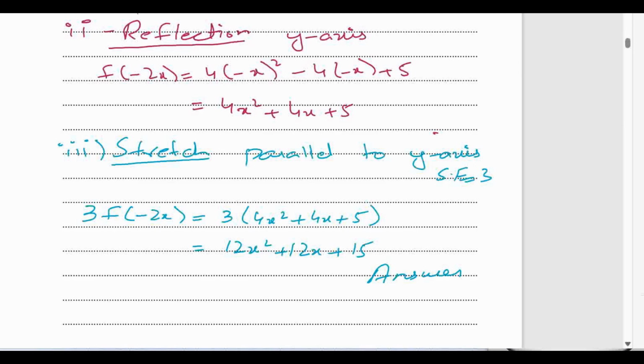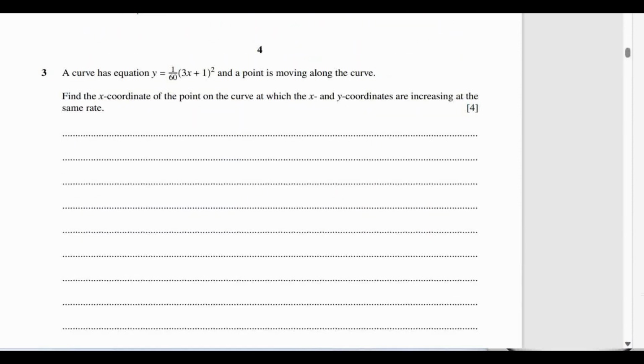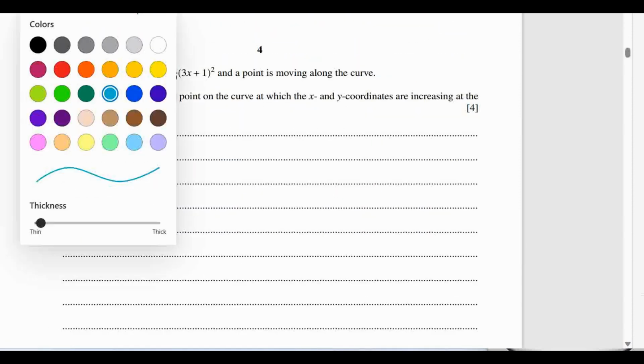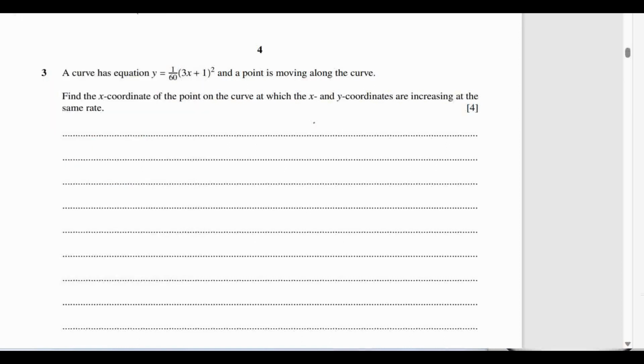Now let's move on to the next question, question number 3. In question number 3, the first portion is: a curve has the equation given, and a point is moving along the curve. Find the x coordinate of the point on the curve at which the x and y coordinates are increasing at the same rate. Now this is a very important point, that increasing at the same rate.